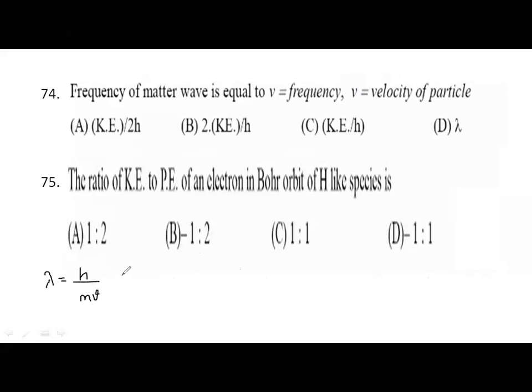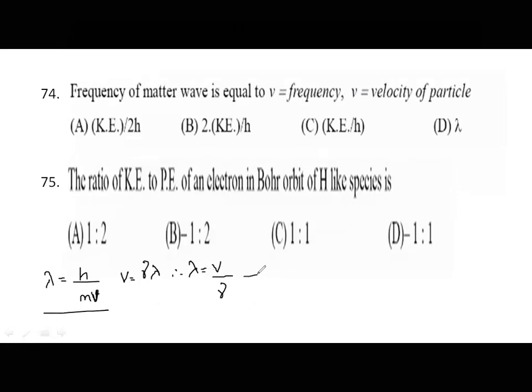And we know that velocity, I will make it v as velocity, is equal to nu into lambda, that is c is equal to nu into lambda. Therefore, lambda can be written as v by nu, correct? I'll substitute this in this equation.